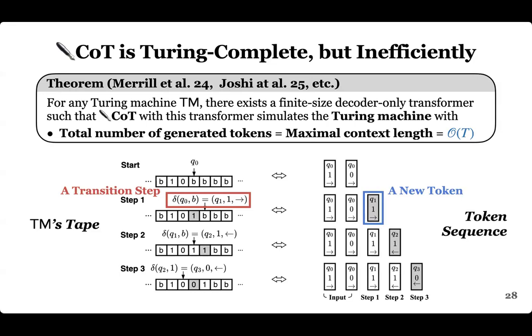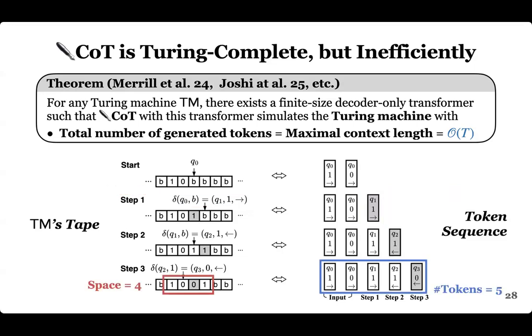And to encode this single transition step, chain of thought generates a new token, which is a triplet of the state, the symbol, and the head movement. So for each step of computation of the Turing machine, chain of thought will generate a new token. So the number of tokens generated is equal to the number of steps used by the Turing machine.